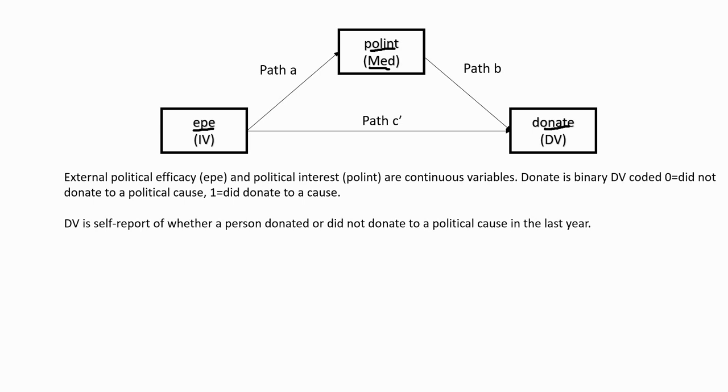And this variable indicates whether a person reported having donated or not donated to a political cause in the previous year. So this binary DV is coded 0 to indicate that the person did not donate to a political cause, or 1 that indicates that a person did donate to a political cause.